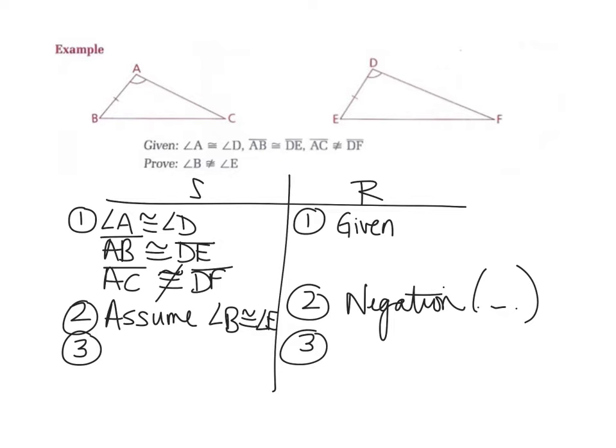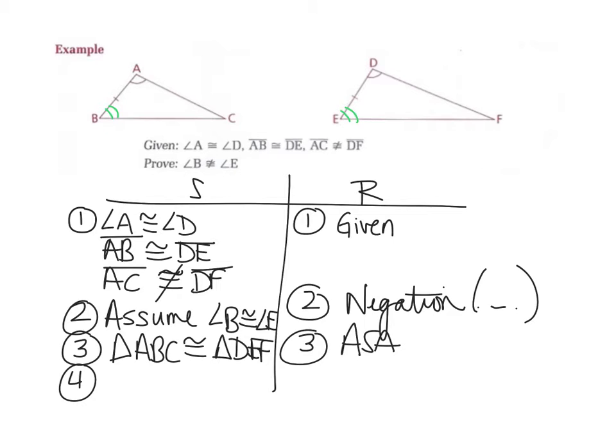So if I know that angle B is congruent to angle E, we then can say that triangle ABC is congruent to triangle DEF by ASA, because angle side angle would prove them congruent. Then, step 4, AC is congruent to segment DF, and the reason is CPCTC.